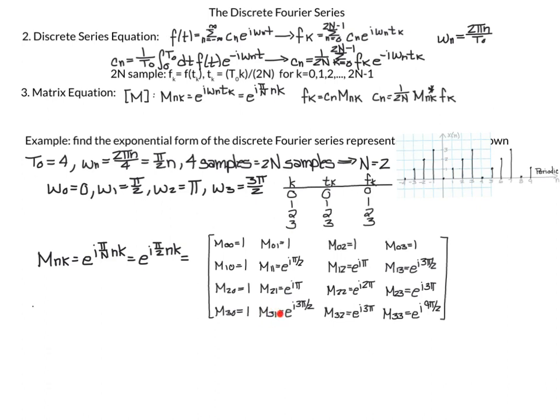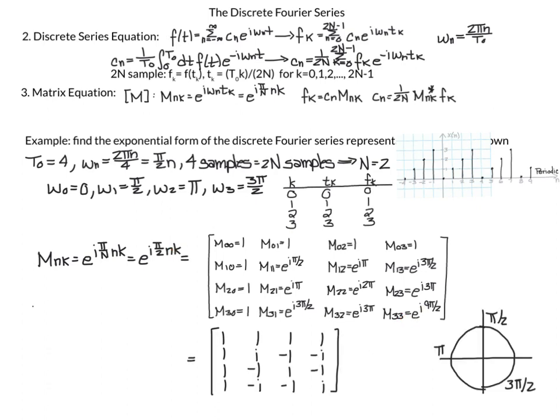M3, 1: when we multiply that together, that gives us a 3. So that'll give us e to the 3 pi i. M3, 2: again, that gives us a 6. So we'll have e to the i 3 pi. And M3, 3: that gives us e to the i 9 pi over 2.